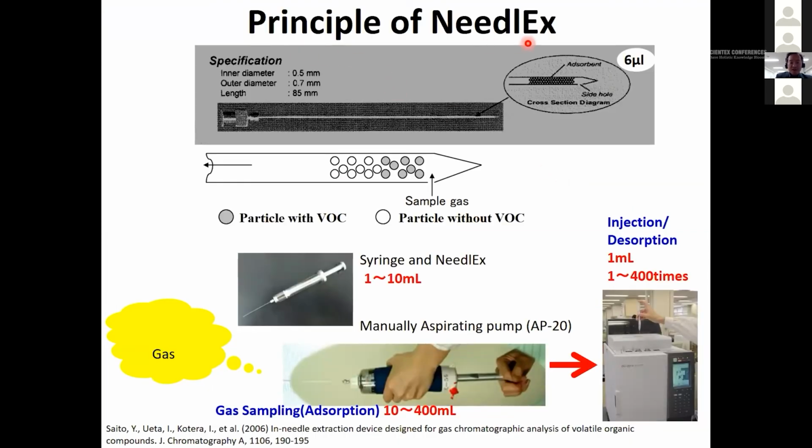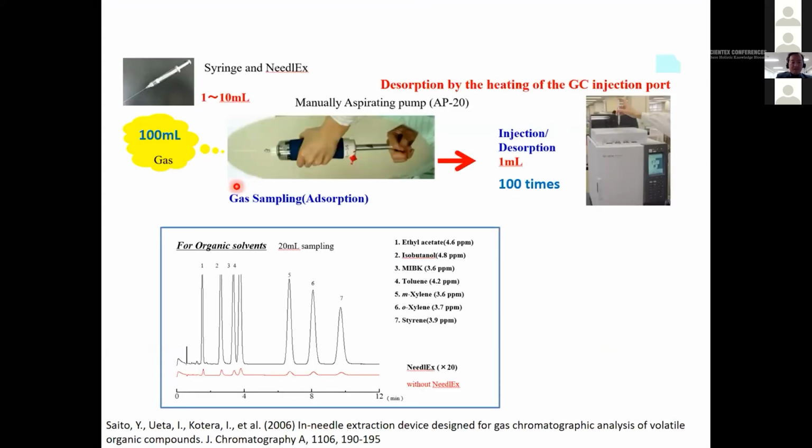This is the principle of Needle X. There is an adsorbent particle in the needle. Pull the handle or plunger of a pump or syringe, and VOC is collected in the needle. And VOC in the needle is desorbed by the heat of the injection port of the gas chromatograph. Easy to use, no special device, no solvents. And Needle X can concentrate the VOC easily. If the sampling volume is 100 milliliters and the desorption volume is 1 milliliter, VOC is concentrated 100 times.